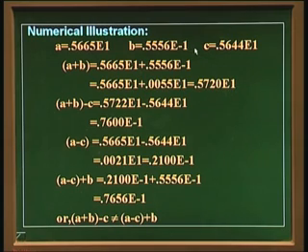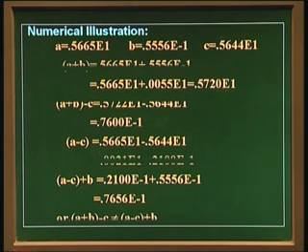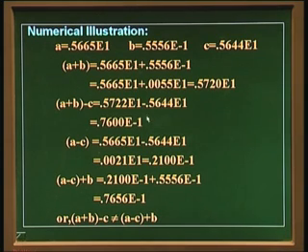Now we have c, which is 0.5644 times 10 to the power of 1. So we subtract that from this sum. So that is 0.5722 times 10 to the power of 1, minus 0.5644 times 10 to the power of 1. Okay, this is actually 2, sorry. So this is 0.5722 times 10 to the power of 1 minus 0.5644 times 10 to the power of 1. We subtract this from this, and then we get 0.7600 times 10 to the power of 1.